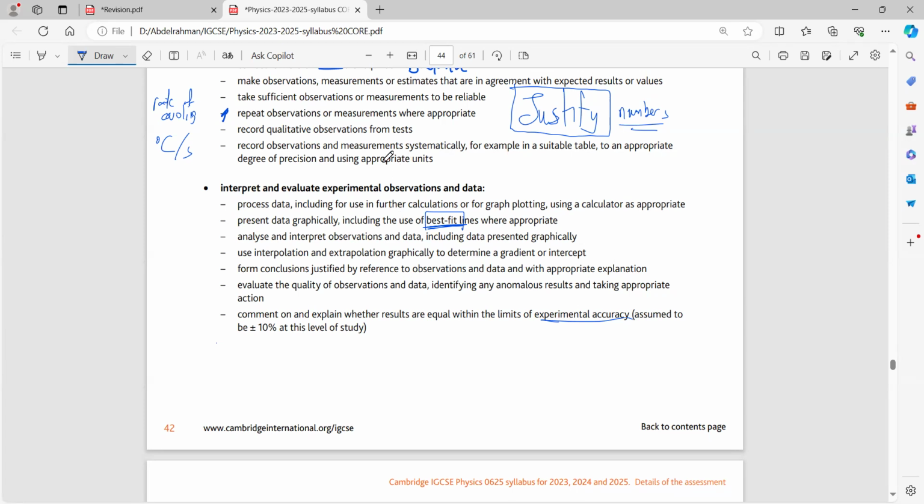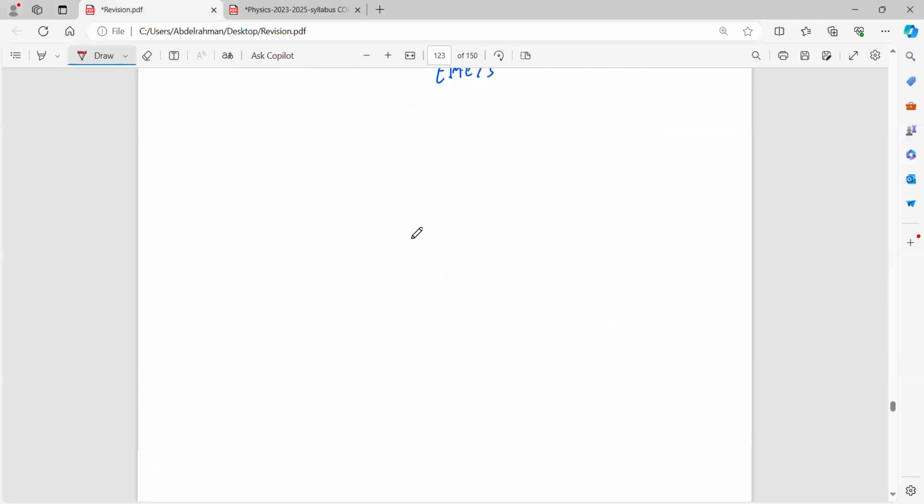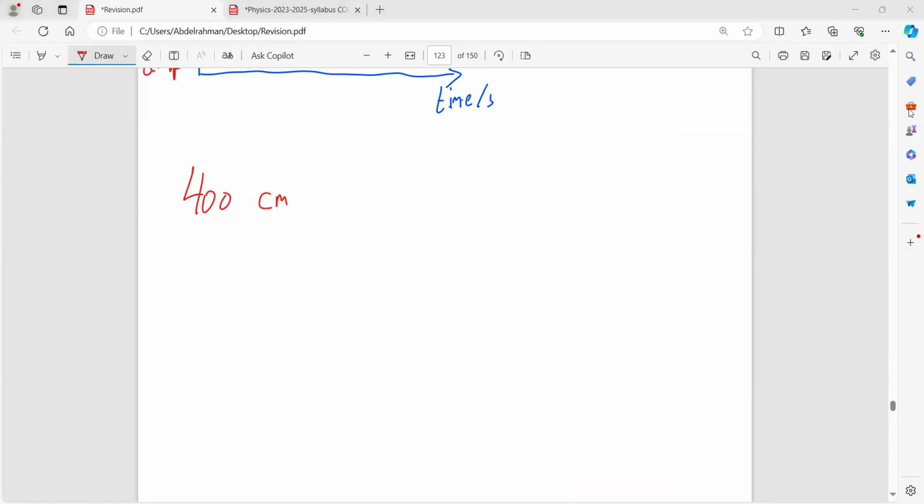If you have two very different numbers, how will I know if they are equal or not? For example, let's say the reading was 400 grams. Another student conducts the experiment and the reading was 425 grams. First student had a reading of 400 grams and the other student had a reading of 425 grams.